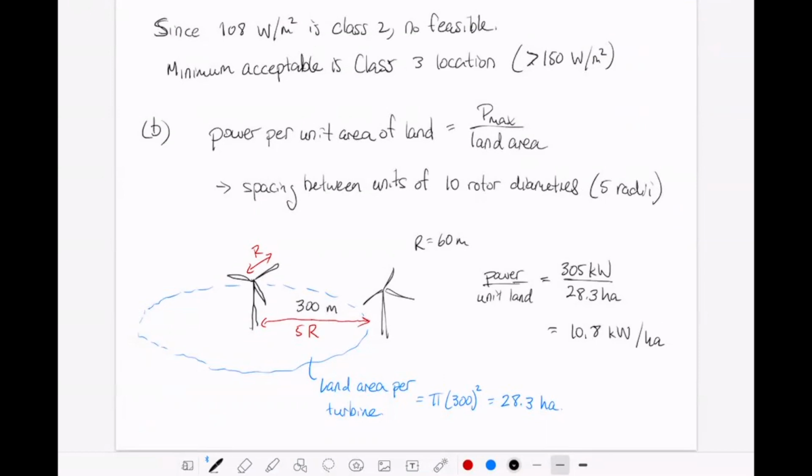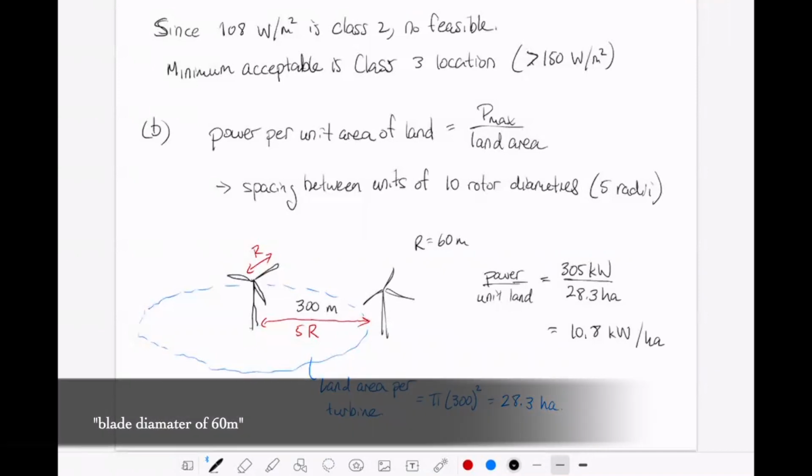So if we wanted a megawatt power supply, we would need about 100 hectares of land packed as densely as possible with turbines, and each turbine would have a blade length of 60 meters.